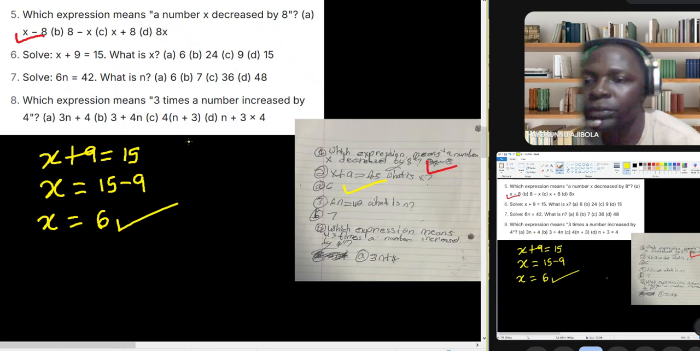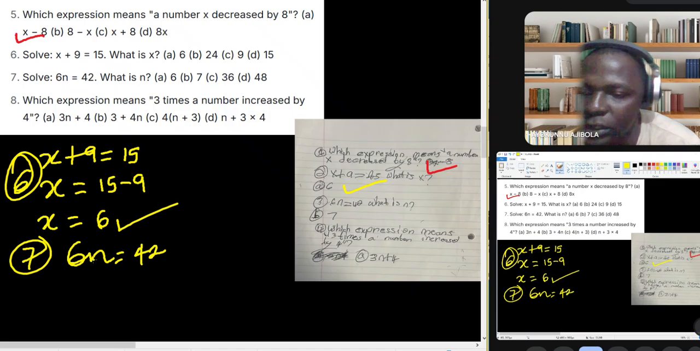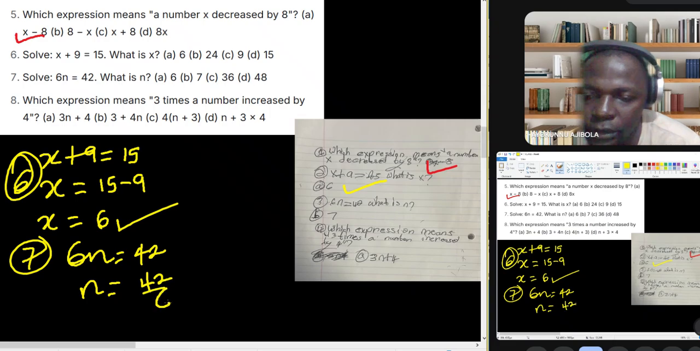Solve 6n equals 42. You didn't show your work again there. So 6n means 6 times the number is 42. Then the number is going to be 42 divided by 6, which means the number is 7.